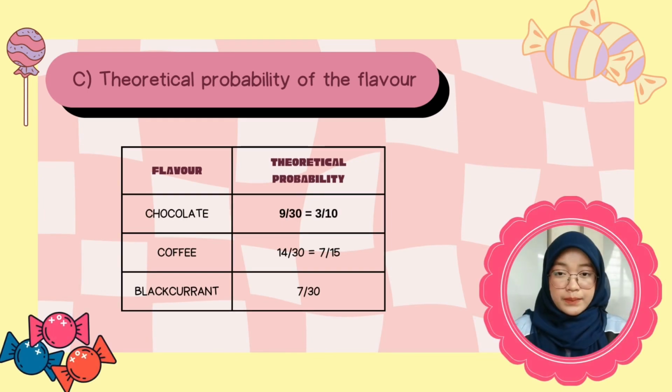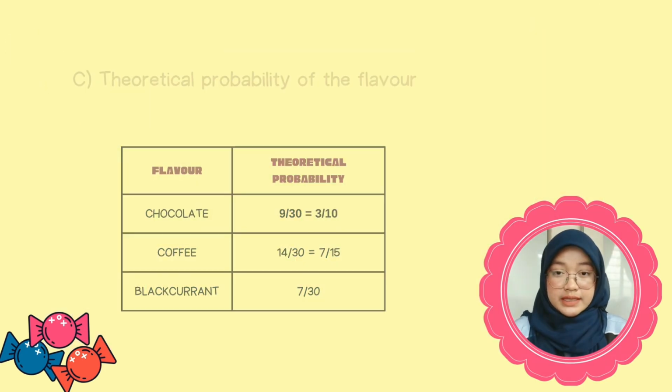For question C, we need to find the theoretical probability of the flavor. To get the theoretical probability of the flavor, we need to take the real total of each flavor, which is chocolate is 9, coffee is 14 and blackcurrant is 7. Then we divide that with 30.